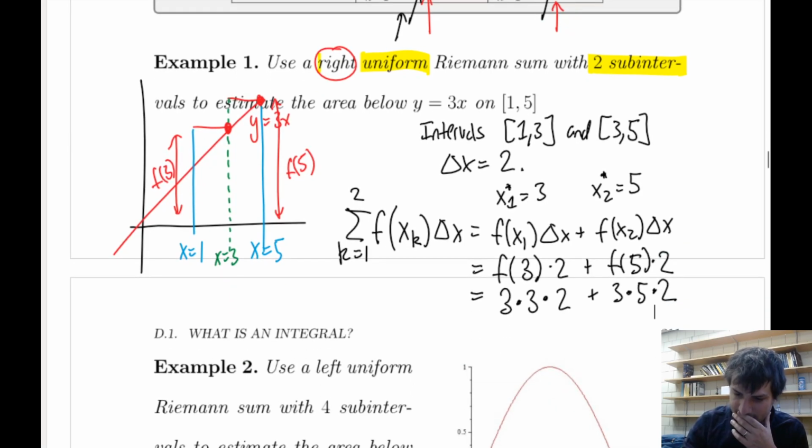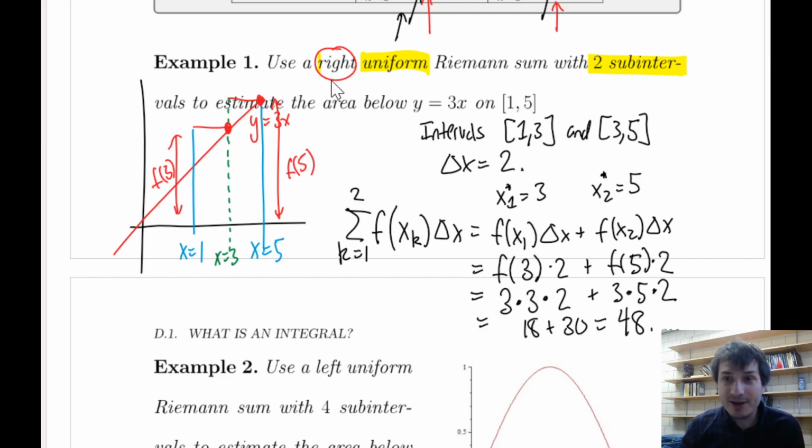And so that is whatever that is. This is 18. That one is 30. So the final answer is 48. The area that we got from our right Riemann sum was 48. So 48 is some kind of approximation for the area under this curve. Doesn't seem very useful yet, but it will be, I promise.